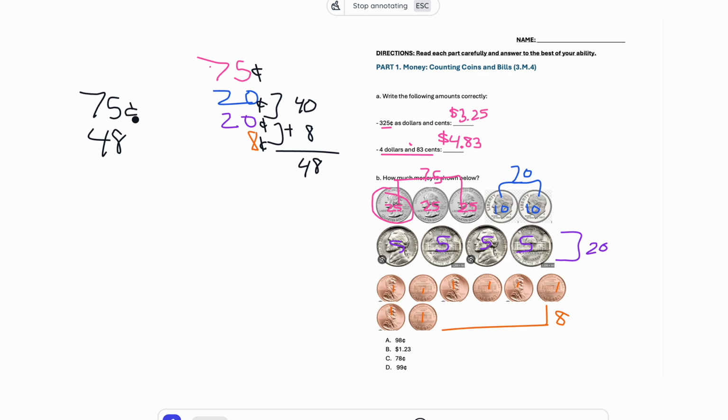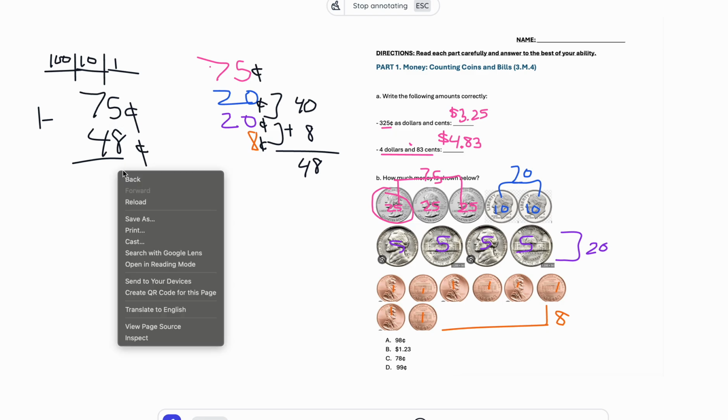So now I'm adding these two. We can do our handy dandy place value chart if you want. I'm going to do ones, tens, and hundreds, because your place value chart can help you with money as well. So you've got 5 ones plus 8 ones. So let's do it: 8, 9, 10, 11, 12, 13.